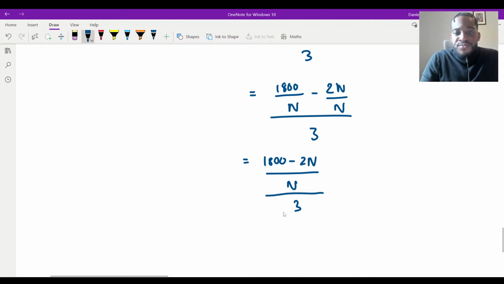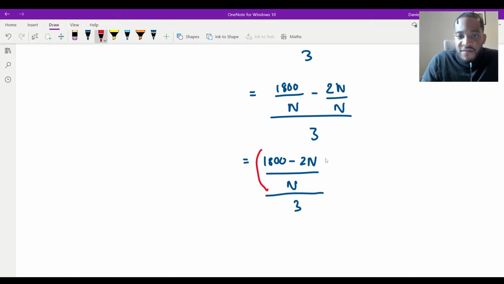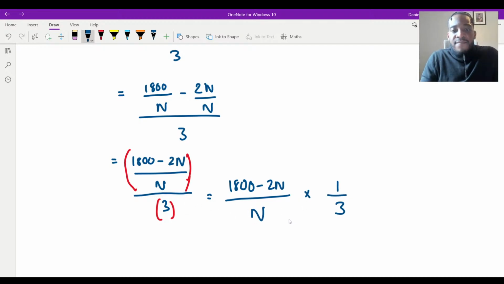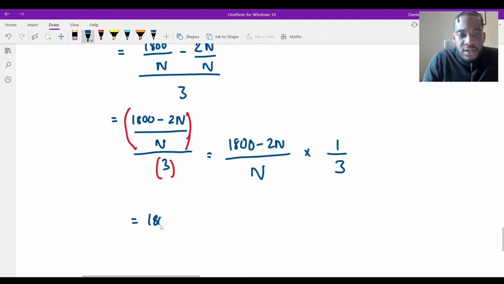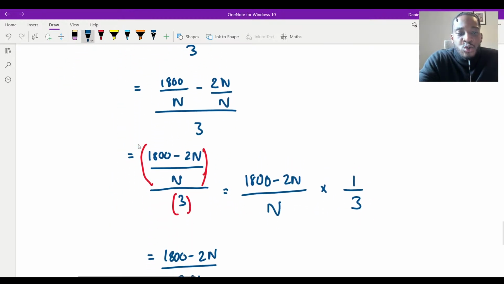Remember, this is your numerator right here. Now I can write 1,800 minus 2n over n, and then multiply that by the denominator, which I can write as 1 over 3. That means I've got 1,800 minus 2n all over 3n, and that is our expression for e to the minus 0.2t.